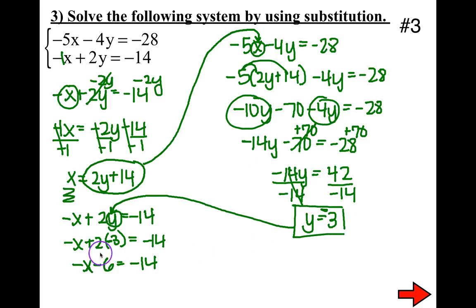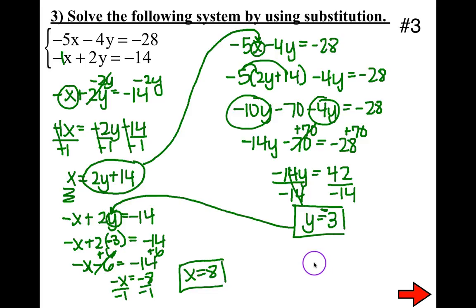So here we're going to add 6 to both sides, leaving me with negative x equals negative 8. Divide both sides by negative 1, and I'm left with x equals 8. So here I'm going to say that I think the solution is 8 comma negative 3. And of course, I always say think because we still need to check our answer.